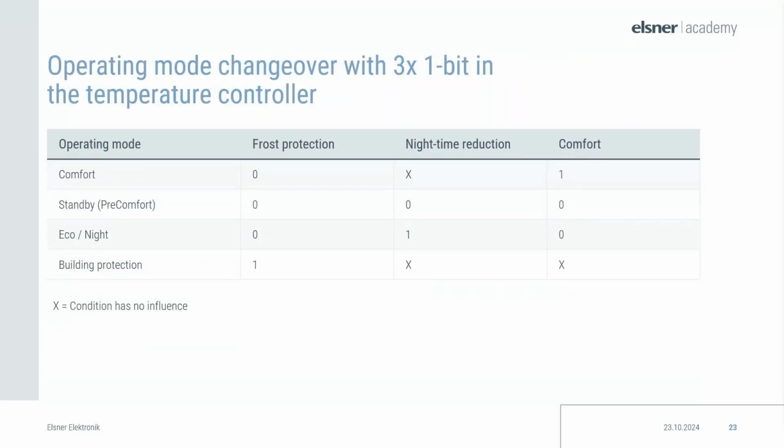The temperature controllers are often controlled via three 1-bit objects, as shown in the table above. The operating modes can be switched by means of three 1-bit values. In our products, you can select whether the changeover is to take place via the three 1-bit objects or via the HVAC objects. That gives just a little bit more flexibility. The values marked as X have no influence on the state of the operating mode.